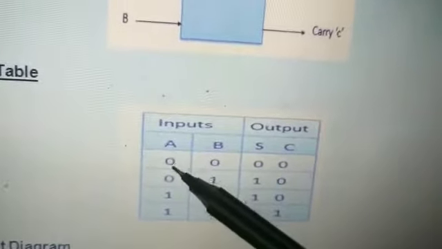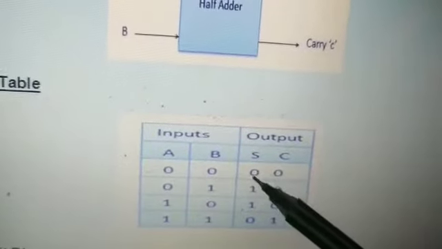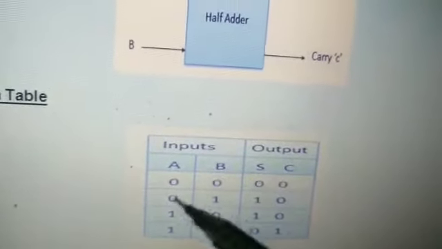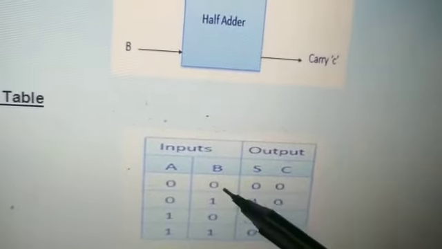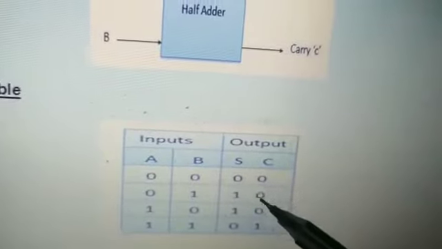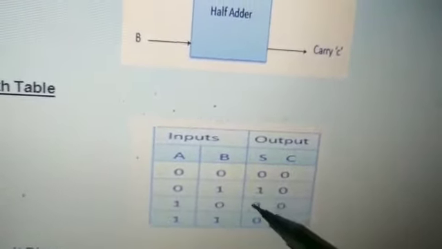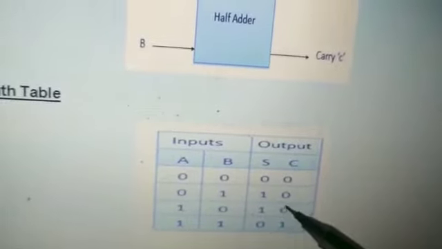See, if we add 0 plus 0, then what will be the output? 0 plus 0 is 0. There is no carry. 0 plus 1, and I apply the binary rule, 0 plus 1 is also, sum is 1. There is no carry. If you try to add 1 with 0, the answer is the same, the sum is 1 and there is no carry.